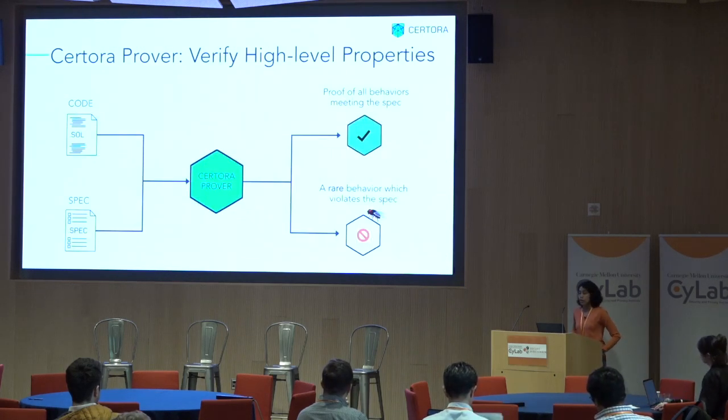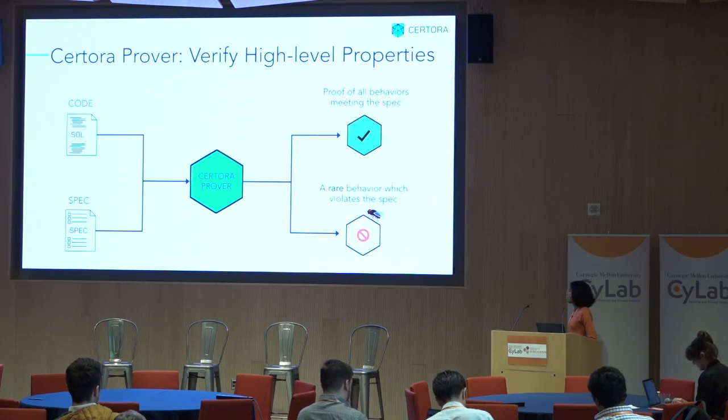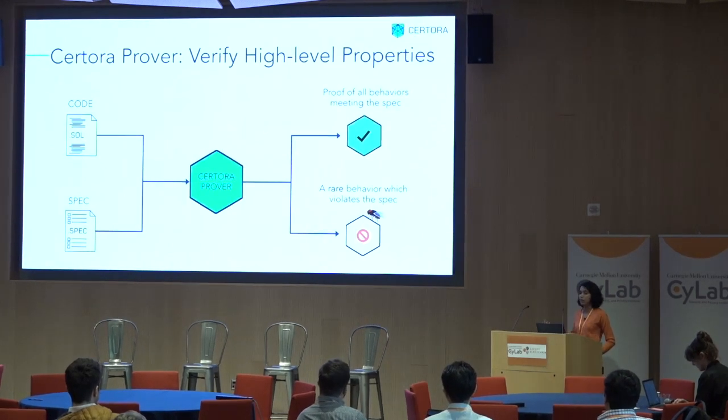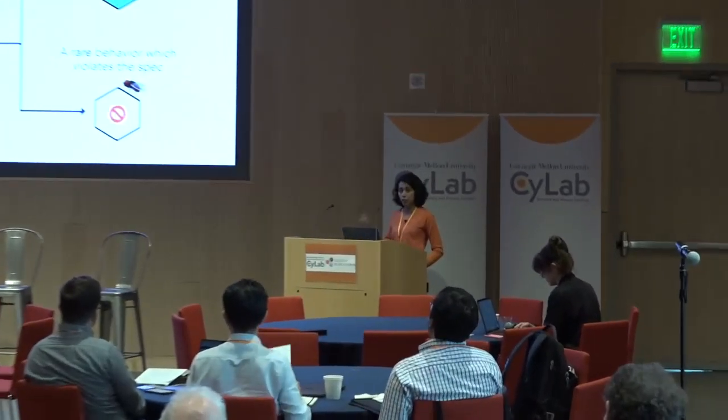So this is where Certora comes in. The main tool that we build is called the Certora Prover. What it does is it takes your Solidity source and a specification in a language that we call the Certora Verification Language. And it does the very standard SMT-based verification that maybe some of you have worked with. It tells you either that the program matches a specification or it gives you a counterexample.